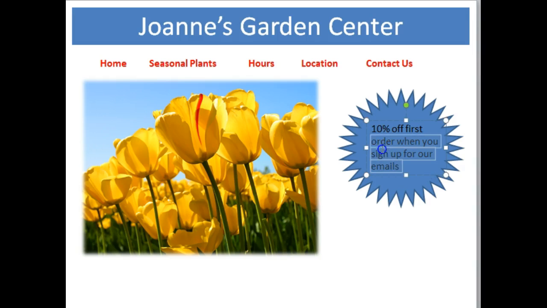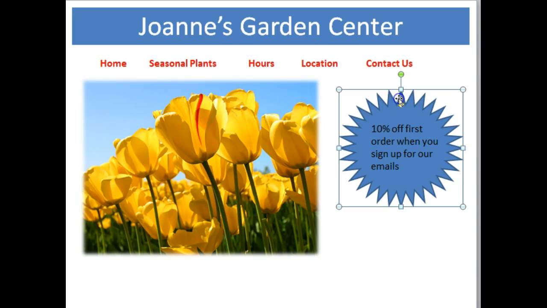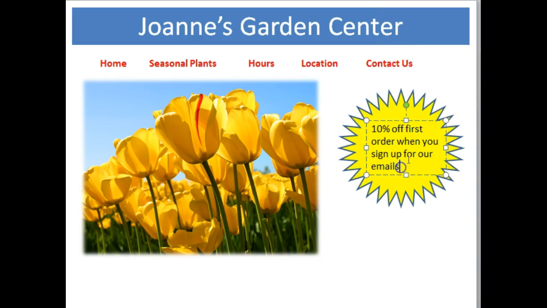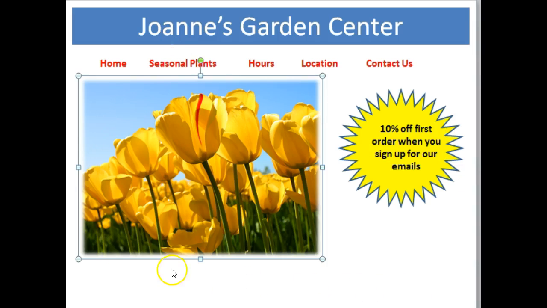Okay, I want that to be a little bit more prominent, so I'm going to change the color of the burst first. I double click on that, Shape Fill, and I'm going to make it yellow. I want to make these a little more prominent. I'm going to center it. All right, and then I'm going to put address and contact information along the bottom.